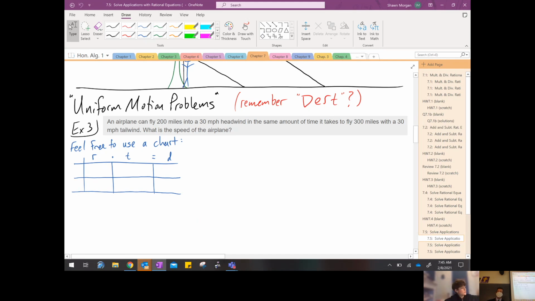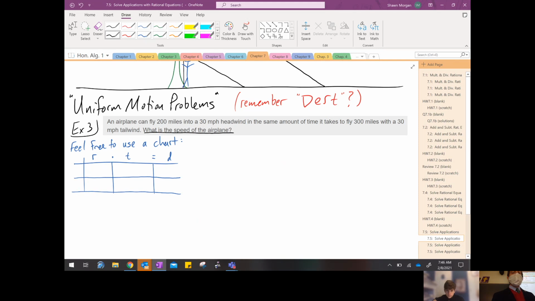I'm going 170. Very good. And it says in the same amount of time it takes to fly 300 miles with a 30-mile-an-hour tailwind, what is the speed of the airplane? I like going to a problem and reading the last sentence first. Oftentimes that tips me off as to what my unknowns should be.